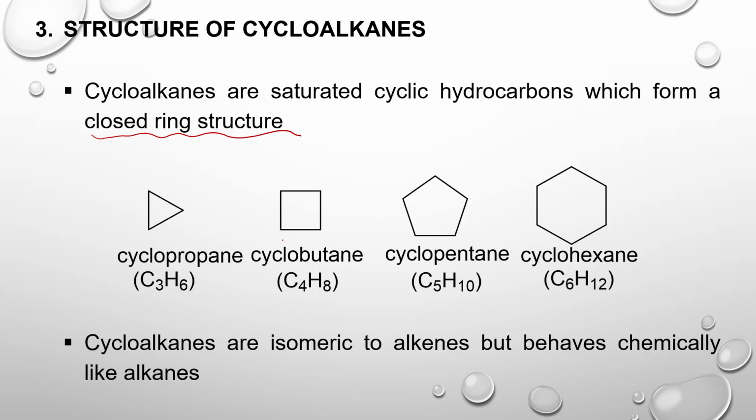Okay, so you will notice that it is a little bit different. Cycloalkanes are isomeric to alkenes, okay, but they behave like an alkane. So why do we say that they are isomeric to alkenes? Because they actually have the general formula of CnH2n. But in terms of the saturation, they are actually saturated compounds. That's why chemically they behave more like an alkane.